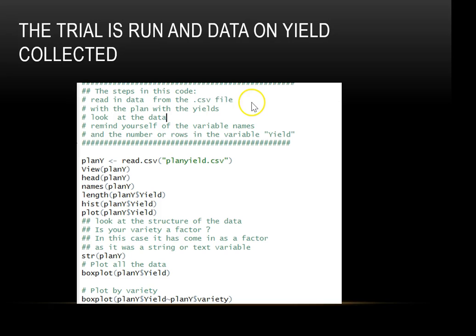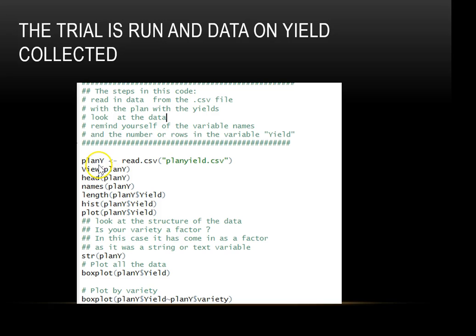So what I'm going to do now is to use a second program where I analyze the data. These will both be available in the module. So the steps in this code say, let's read in the data from our CSV file with the plan and with the yields, because we need that plan. We need to know which plot, we need to know which treatment was assigned to which plot. So we're going to look at the data, remind ourselves of the variable names, and have a little look at what we've got.